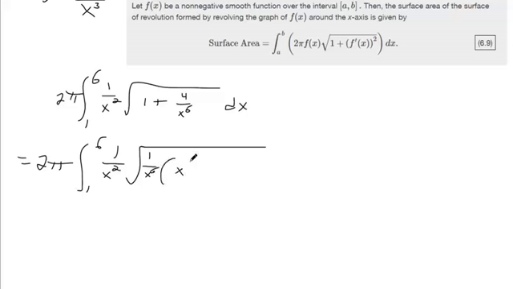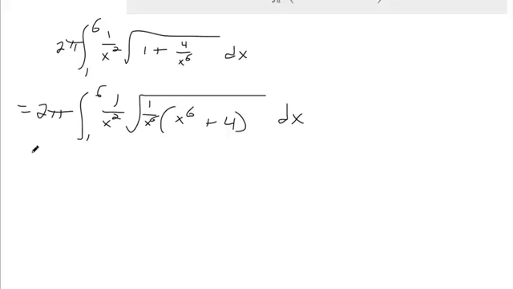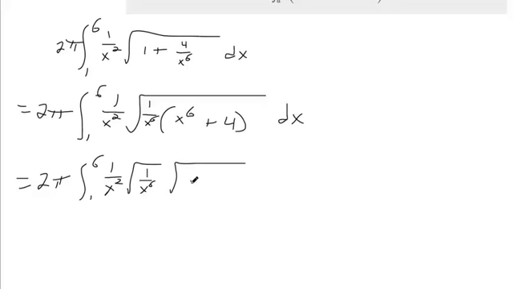That's going to make x to the 6 plus 4. You can double check my algebra there. If we distribute that 1 over x to the 6, it should make what we had up above. And now we could take that out of the square root. That's the square root of 1 over x to the 6 times the square root of x to the 6 plus 4.